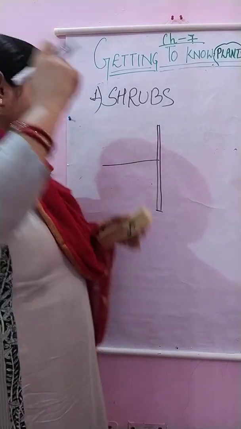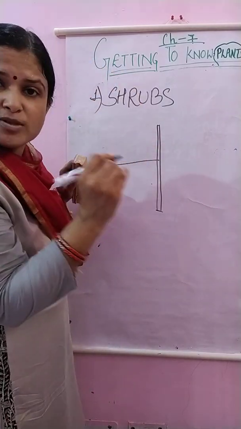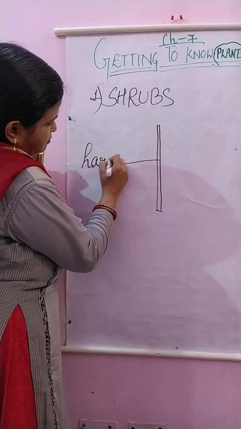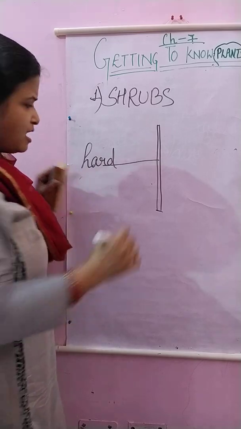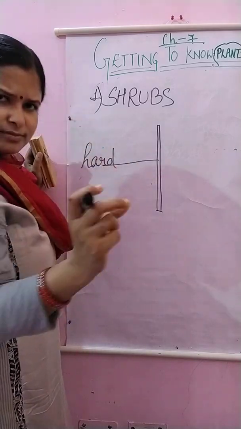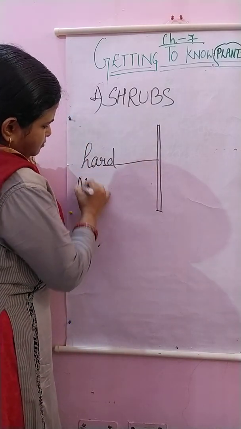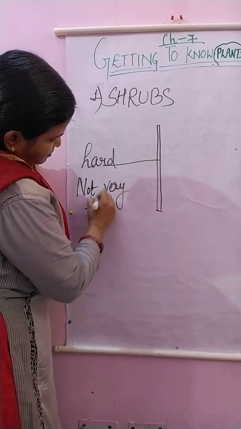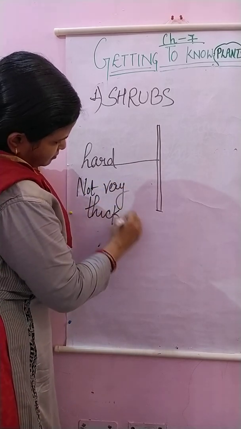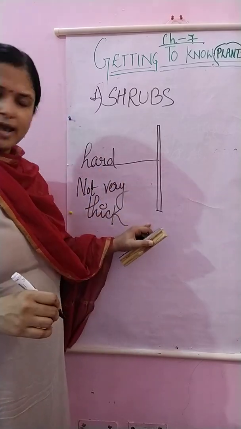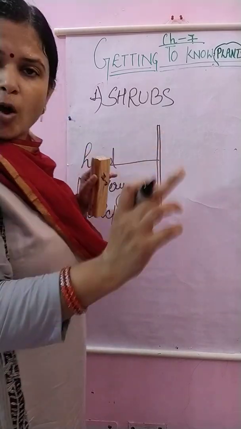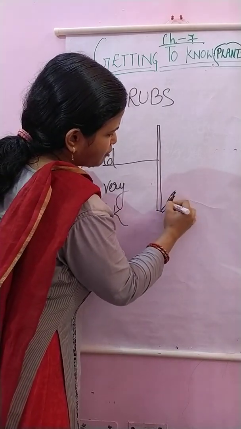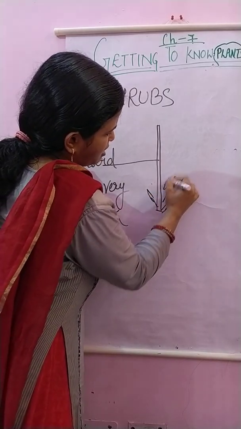Okay. So these are shrubs, and their stems are hard. Stems are hard, and they are not very thick. Narrow. Not very thick. Okay. And if we talk about the branches, their branches are growing from the base of the stem.